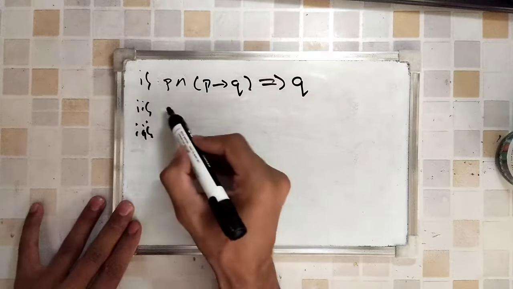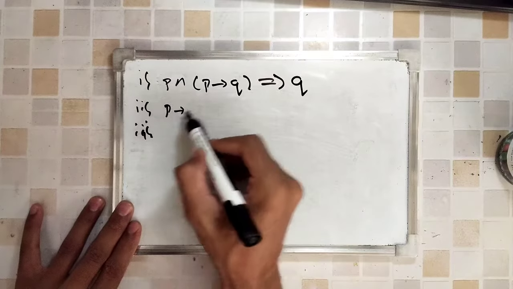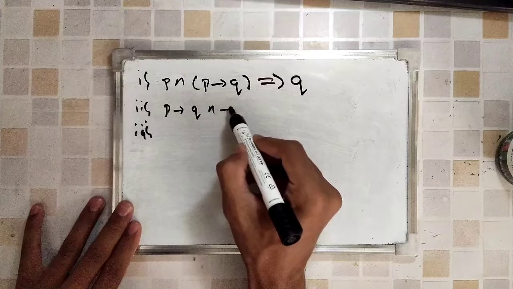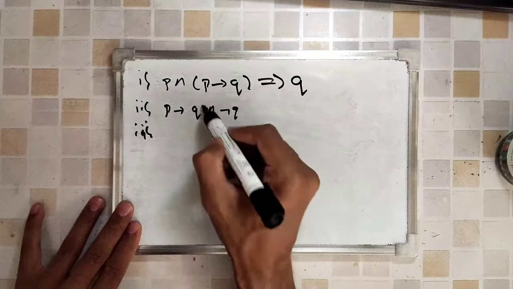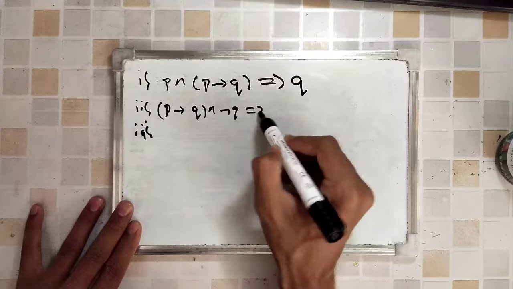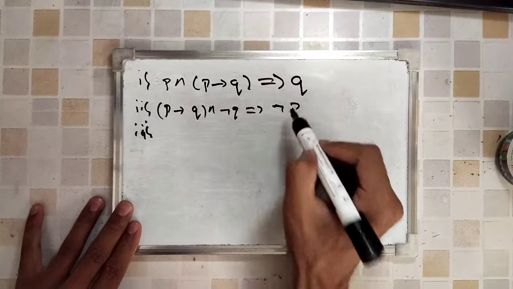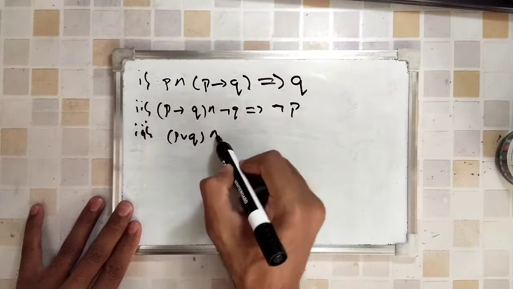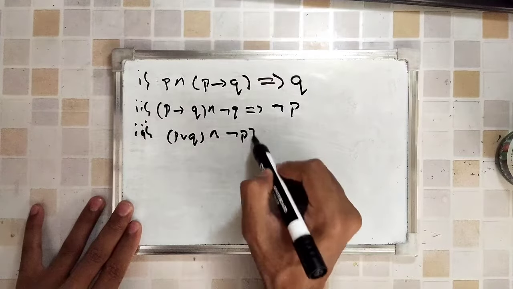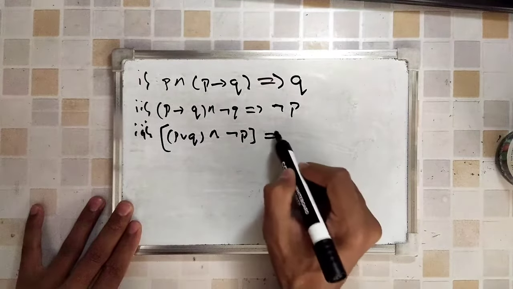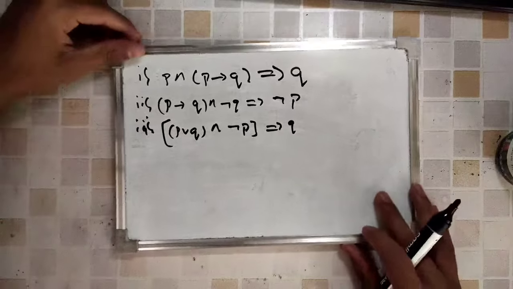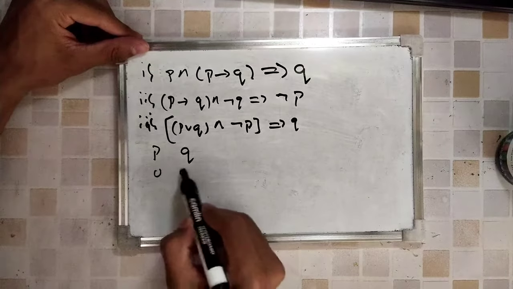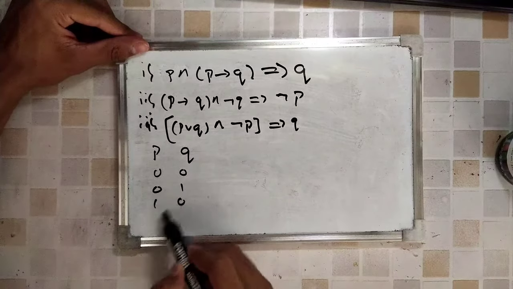So here this is one question. Another question is P implies Q and negation Q, which is logically equivalent to negation P. And another question is P or Q and negation P, which is logically equivalent to Q. Here basically I have only P and Q. So first let me make a truth table: 0 0, 0 1, 1 0, 1 1.